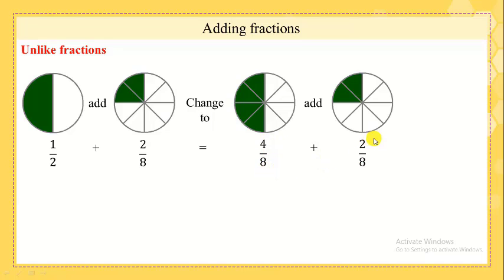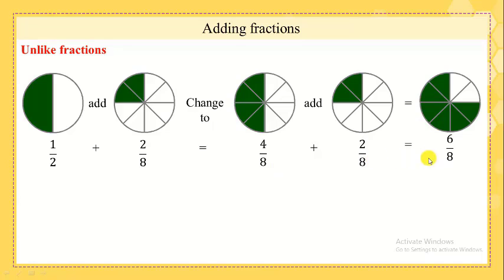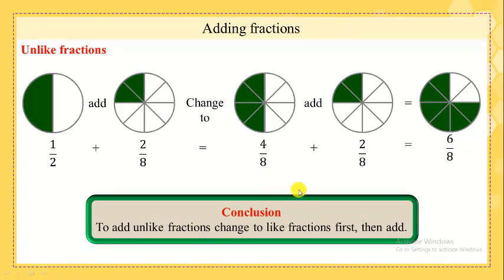4 over 8 plus 2 over 8 is equal to 6 over 8. Add the numerators: 4 plus 2 is equal to 6, and keep the denominator the same. 6 over 8 is the sum of these two fractions. In conclusion, to add unlike fractions, change to like fractions first, then add.